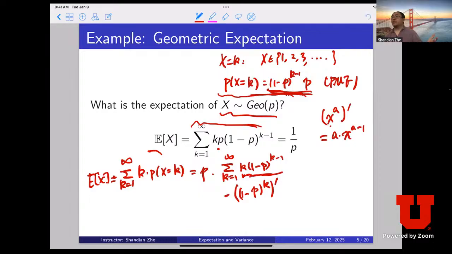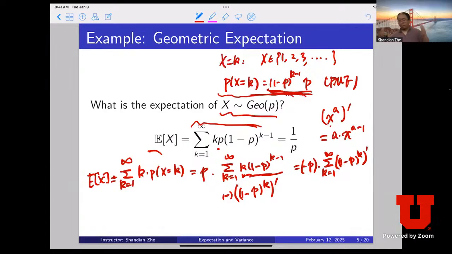And what's the usage of this? First we can move this minus sign in front of the summation as well. So it will be minus P times the summation, K from 1 to infinity, and inside the summation, each summand is (1 minus P) to the power of K, and then take the derivative. Does it make sense? Everyone's comfortable?